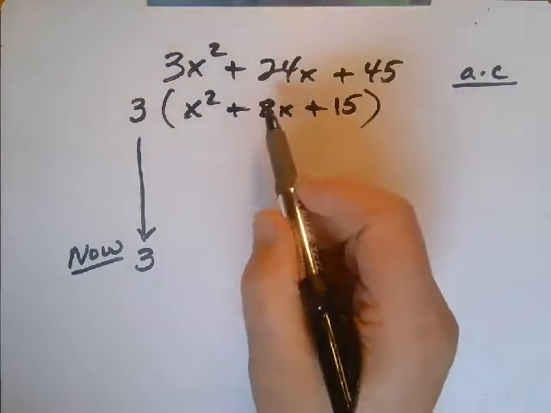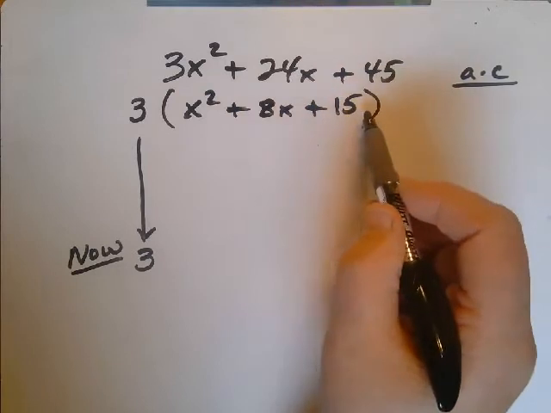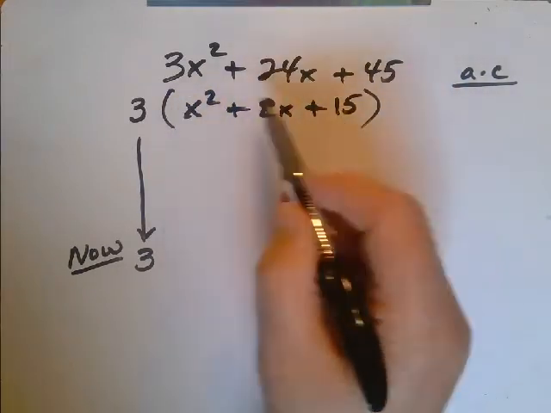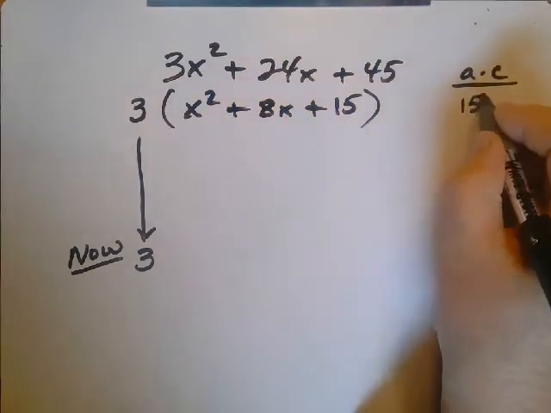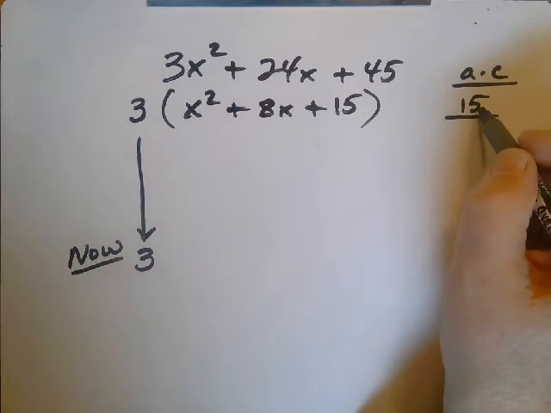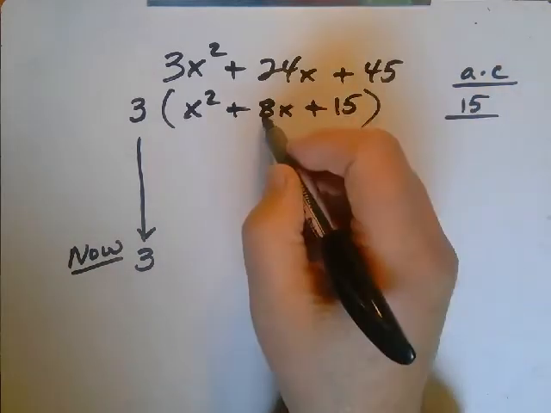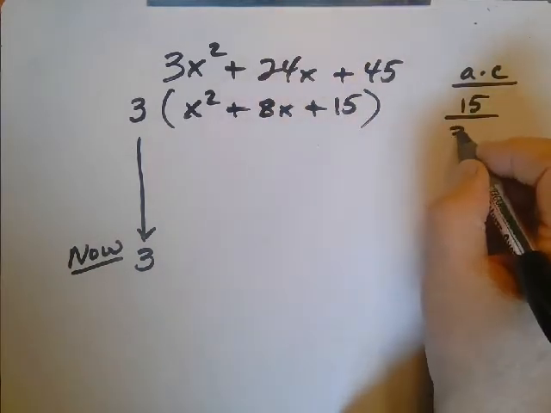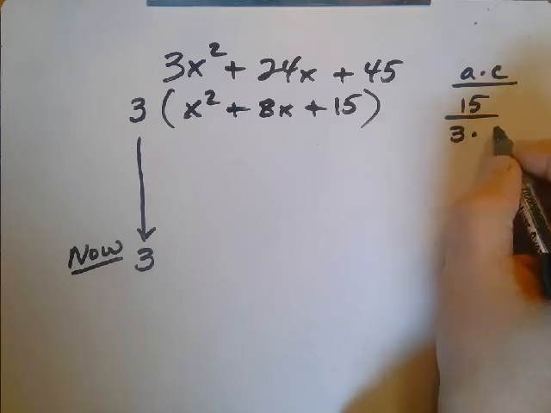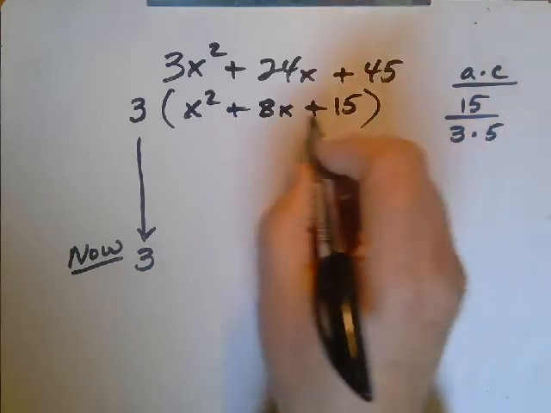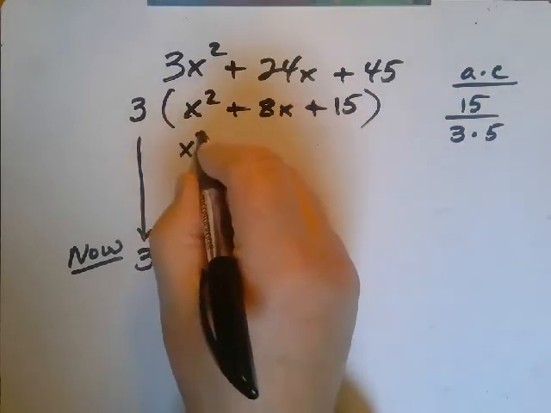All right, this ought to be easier to factor now because all of our numbers are smaller. So here we go. A times C, 1 times 15 is 15. What two numbers will give me 15 when I multiply and 8 when I add? Well, I can see that's got to be 3 times 5, a positive 3 times a positive 5. That gives me positive 15 and a sum of 8. So we'll split that middle term.